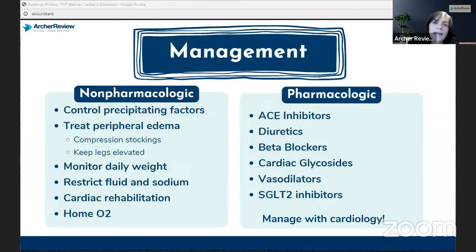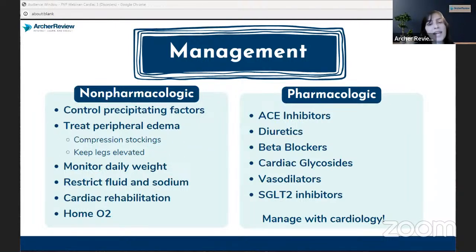But in primary care, our goal is to really help the patient understand their disease process and what they could be doing to prevent hospitalization, right? So prevent the acute exacerbation of CHF. So if they're getting that peripheral edema, you want to talk to them about compression stockings, making sure they're keeping their legs elevated. They want to monitor their daily weight. So why is that important?